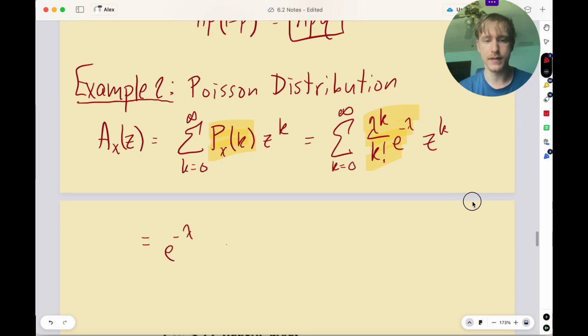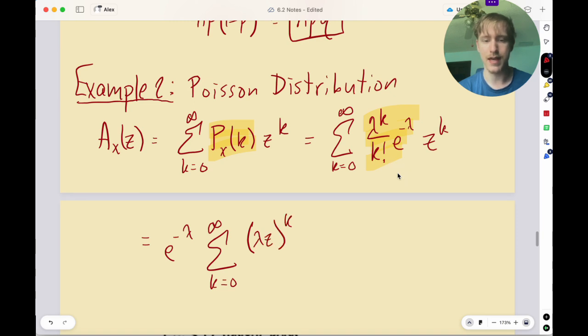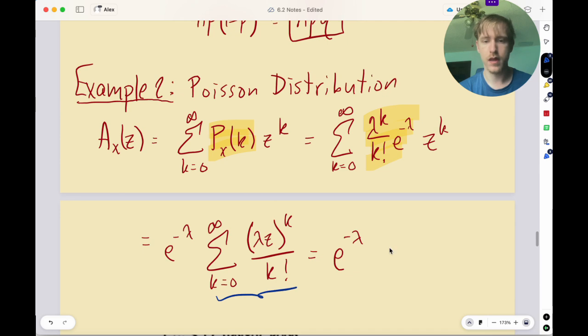And then we have this infinite sum from k equals 0 to infinity of, and then same thing as before, we have two things being raised to the k power. So I'm going to go ahead and combine those. So it's going to be lambda z to the k divided by k factorial. And then that is going to be the definition of e to the lambda z.